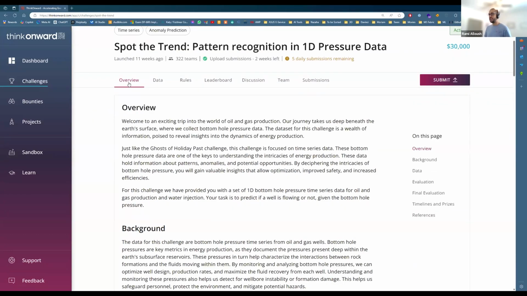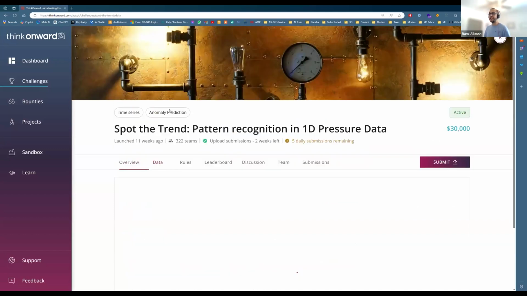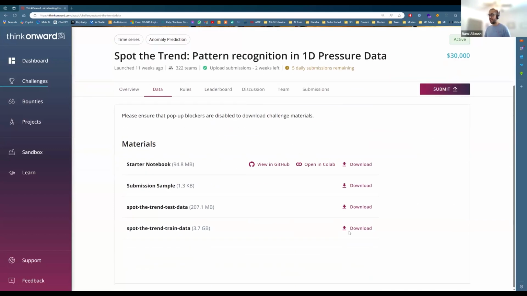Overview. So this is the overview. It explains the challenge. Here we have the actual data of the challenge, how to download it, the size of the data, and so on. You can see here the training data is 3 GB. I know this might be challenging for some of you if you have low internet connection, but this is what we are dealing with. We might even cut the data to make things a little bit faster.